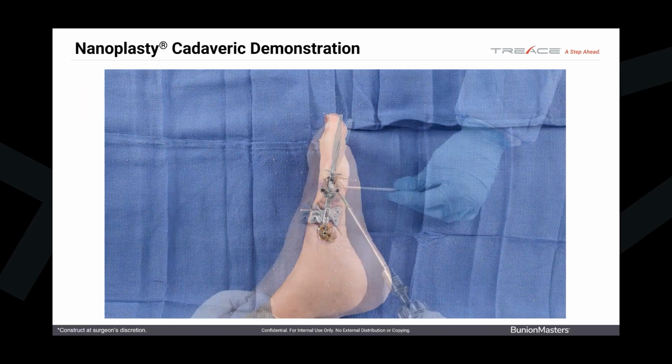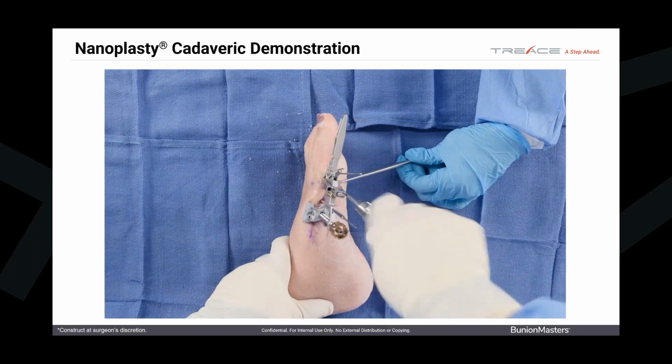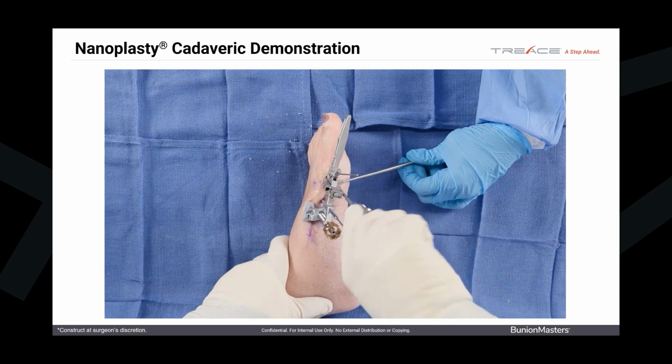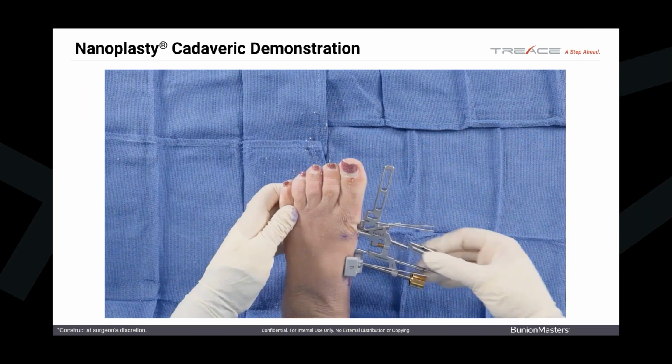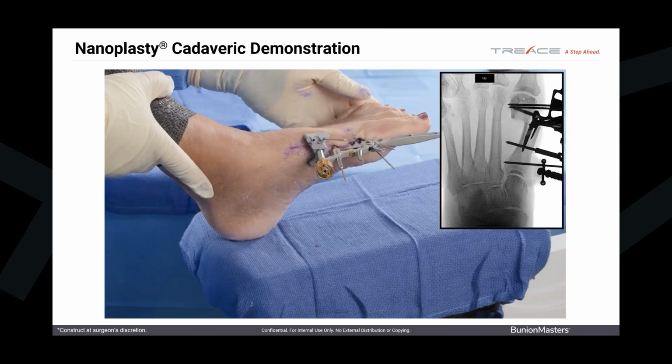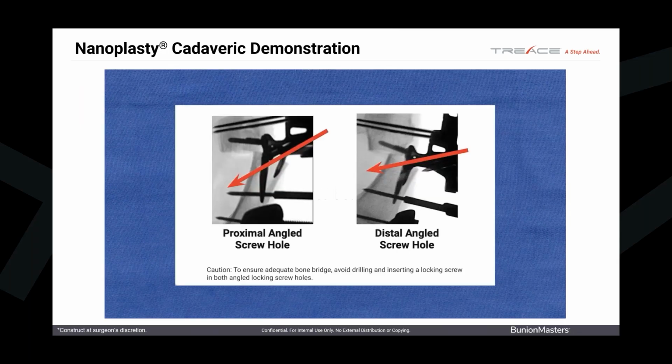You'll take out your plantar pin drill guide and you'll insert your screws. So your 2 screws are going to be 10 millimeter and 18 millimeter, and they are fixed. And so you'll have the same screws every time. You'll take out your drill guide. Now the next screw is going to be our angled screw hole selection, and you have 2 choices. You can do a distal or a proximal.